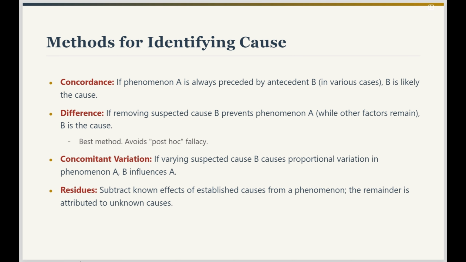Method of concomitant variation. If changing the suspected cause B causes phenomenon A to change in the same proportion, they're linked. Heat increases, expansion increases. Method of residues. If you know several causes and their effects, subtract those known effects from the total phenomenon. Whatever is left over must be due to some unknown cause. It's like accounting for unexplained variance.